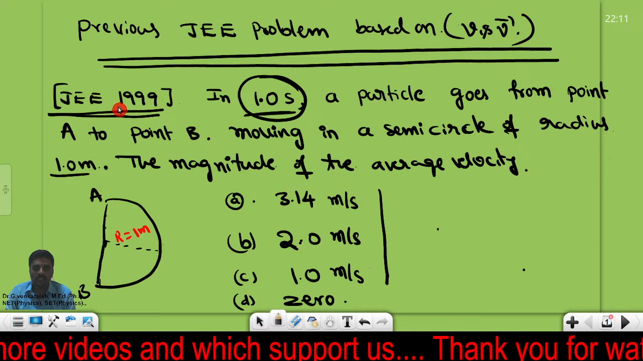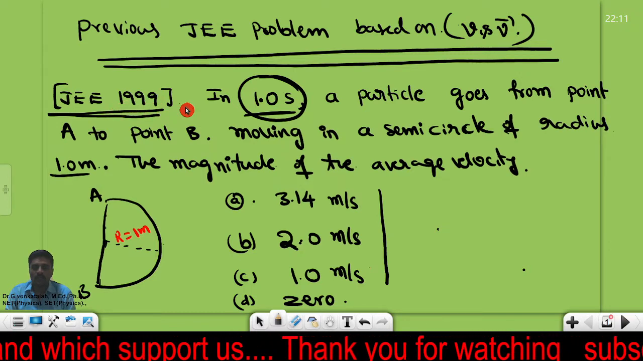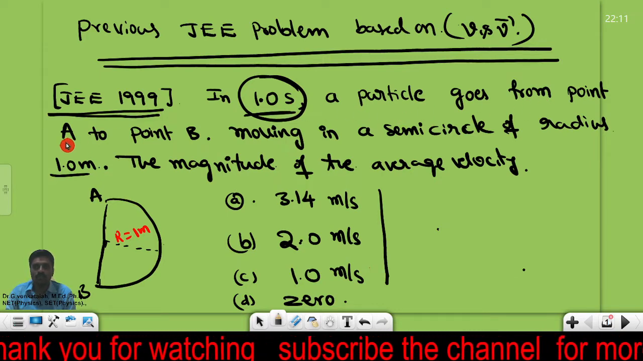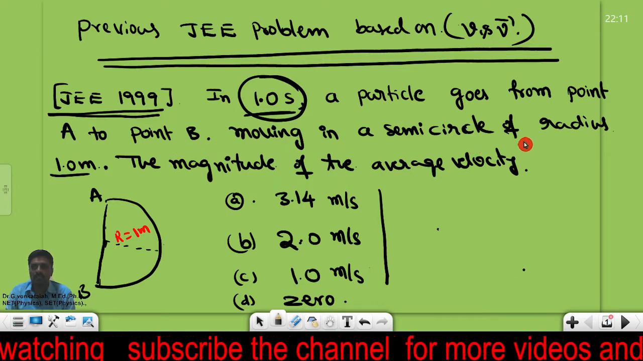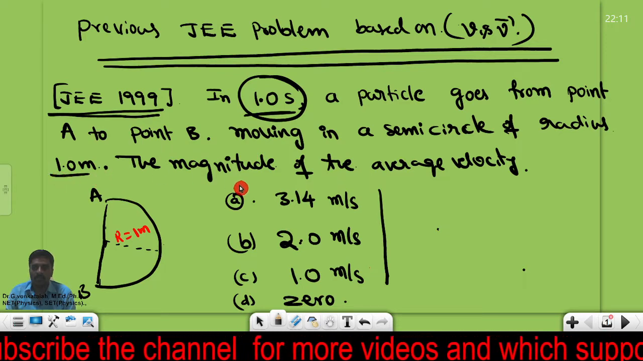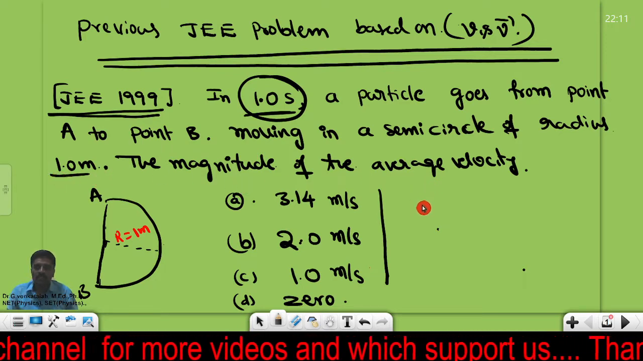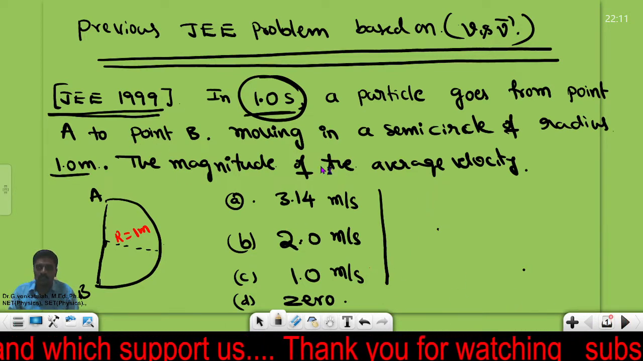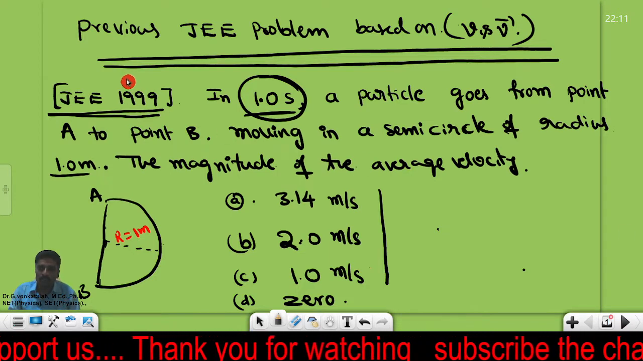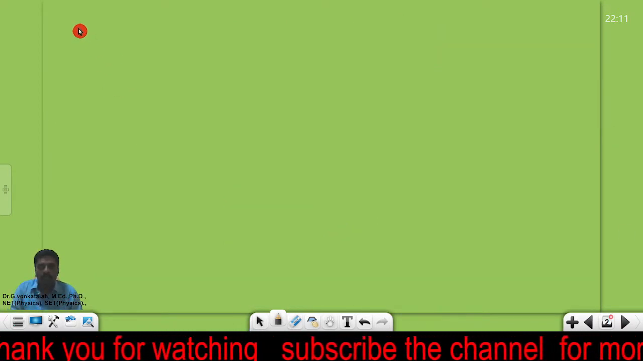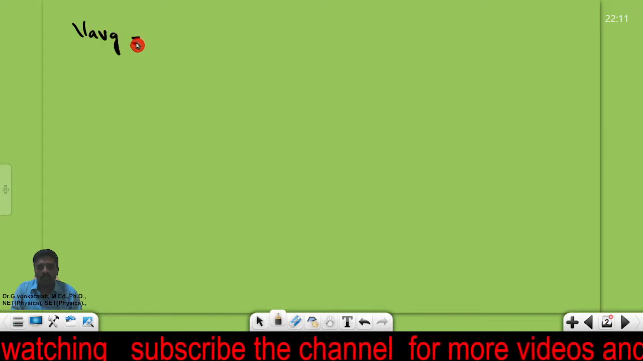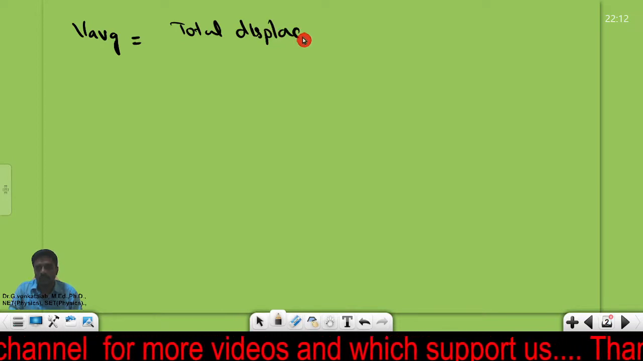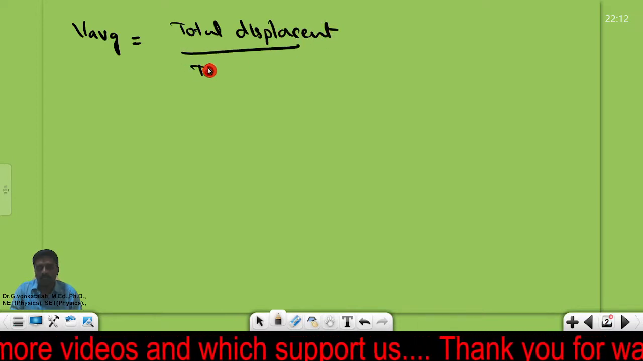This is the problem which was asked in JEE 1999. In 1.0 seconds, a particle goes from point A to point B moving in a semicircle of radius 1 meter. They are asking for the magnitude of the average velocity. The average velocity formula you already know: average velocity is equal to displacement by time, that is, V average is equal to total displacement by total time taken.